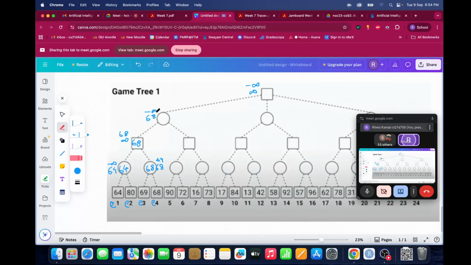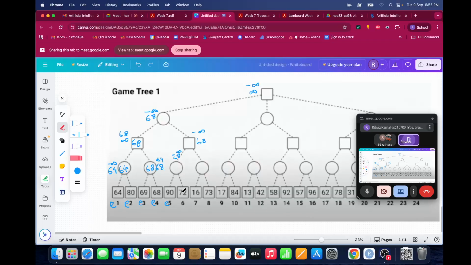Now this will pass on minus infinity and 68, minus infinity and 68 here as well. Okay. Now E5 will return 90. 90 is greater than 68. So there will be no change to the beta value. Agreed? Yes. Okay.